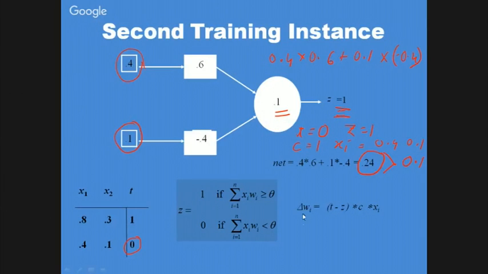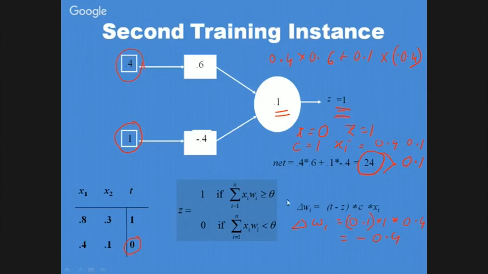Now let us calculate delta W1. What will be delta W1? That will be T minus Z. T is your 0, Z is equal to 1, C is equal to 1, and Xi is equal to 0.4. That means delta W1 is equal to minus 0.4. That is your delta W1.